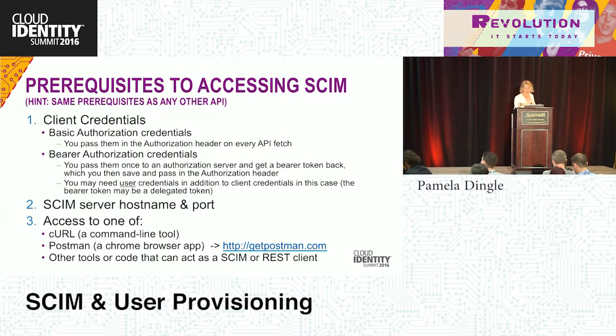All right, so let's talk about prerequisites. Here's what you need to get started with SCIM. There's only 3 things you need. First thing you need are client credentials. And for those of you who are not very familiar with the API world, there's really only 2 kinds of credentials you're going to get for an interface like SCIM. You're either going to get basic authorization credentials, or you're going to get bearer authorization credentials.